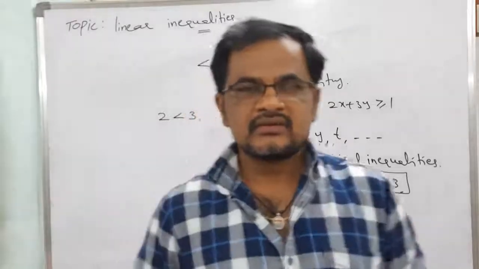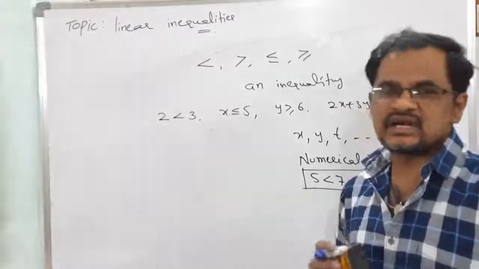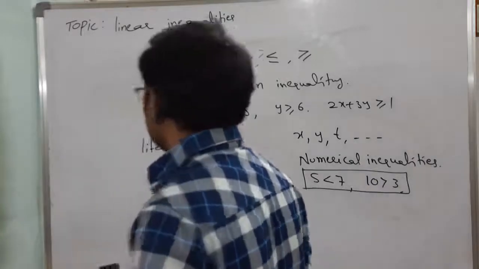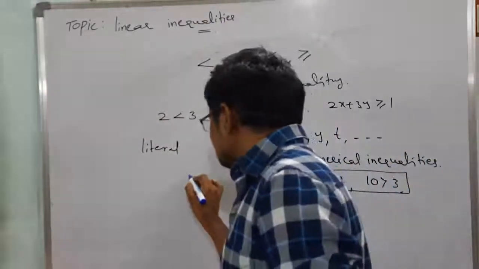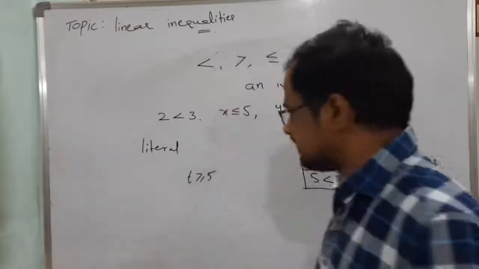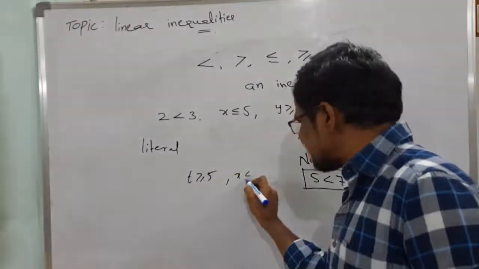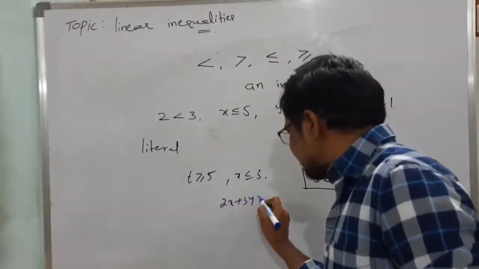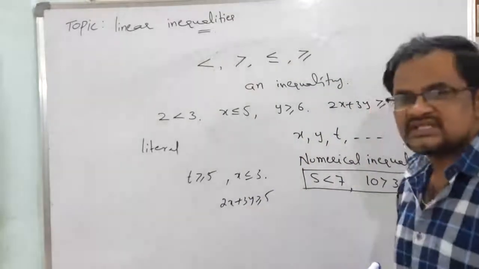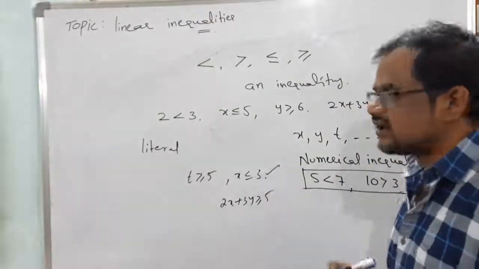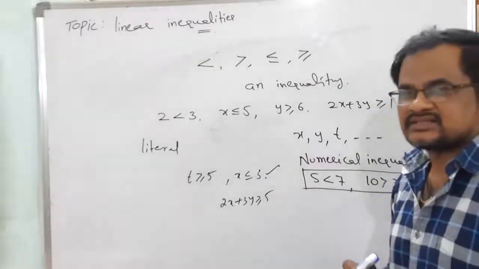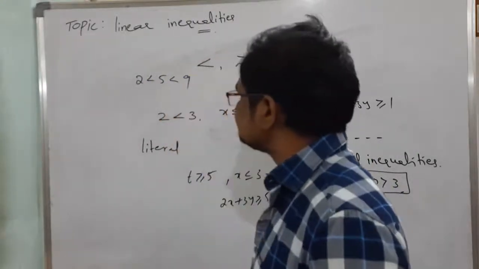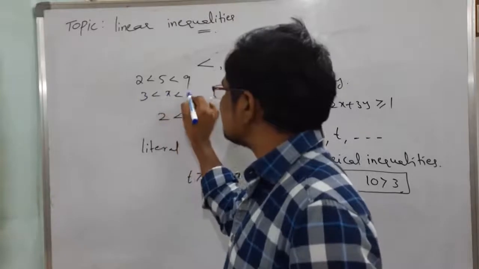An inequality which involves variables is called what? Literal inequalities. For example, t ≥ 5, here t is a variable, and x ≤ 3. Next, 2x + 3y ≥ 5. This type of inequality is called a literal inequality.